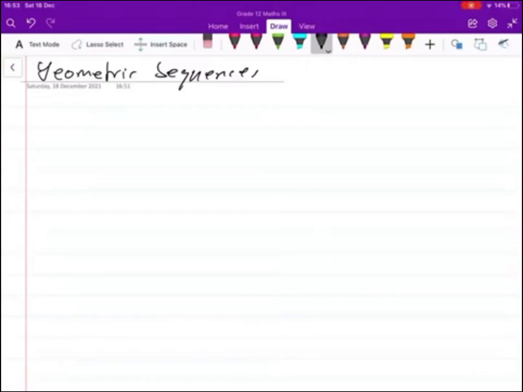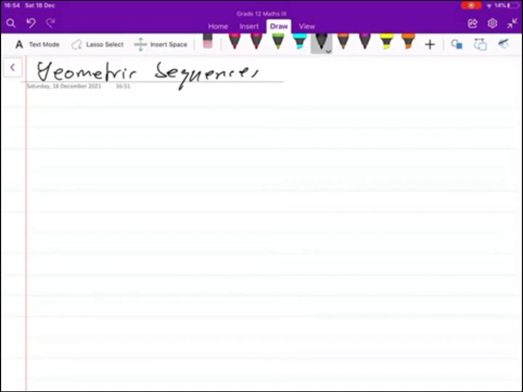We are starting with the last type of sequence that you need to know, and that is geometric sequences. So far, we have covered arithmetic sequences, quadratic sequences, and now we are dealing with something that is very new, and that is geometric sequences. And I will take my time just explaining this topic thoroughly.